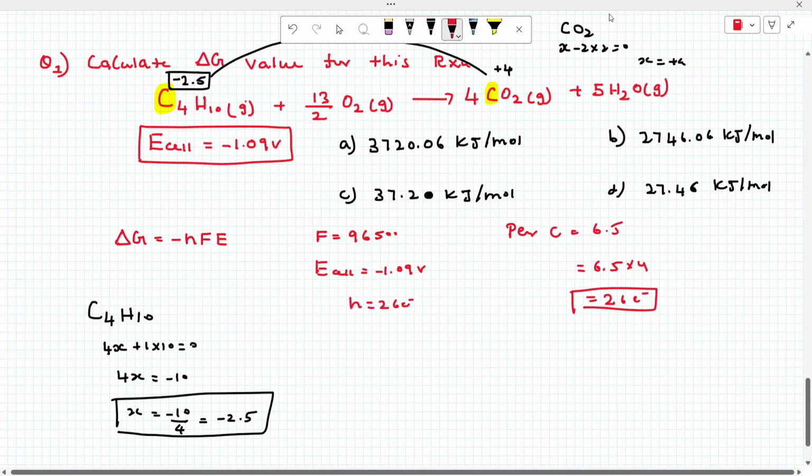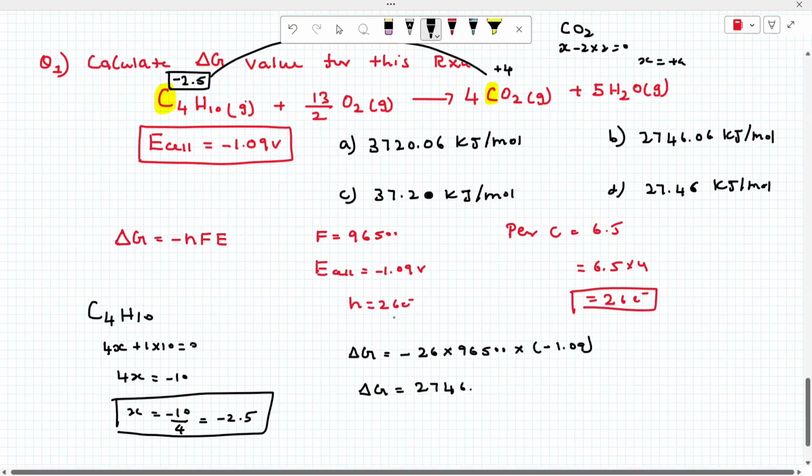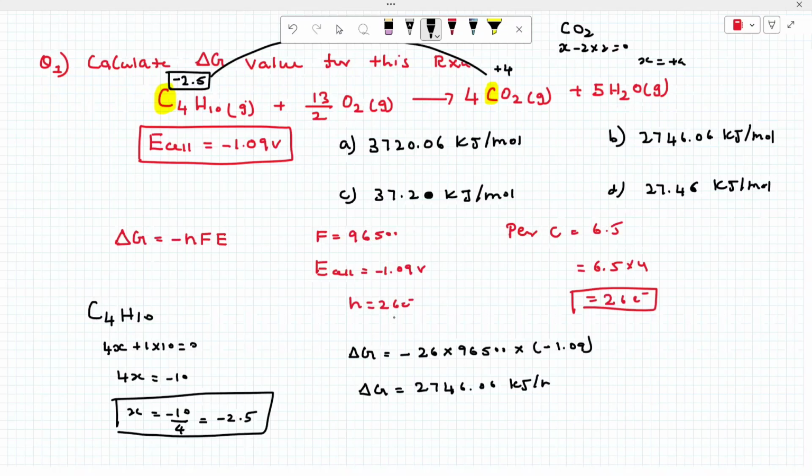Okay. Now apply the formula. Got it? Our delta G is equal to minus 26 into 96500 into minus of 1.09. If we do the calculation, what is the final answer? It ends with 27460.06 kilojoule per mole. See, in the question, the target was to find the n value. The option is B. Simple. Note, very important question. Please try.